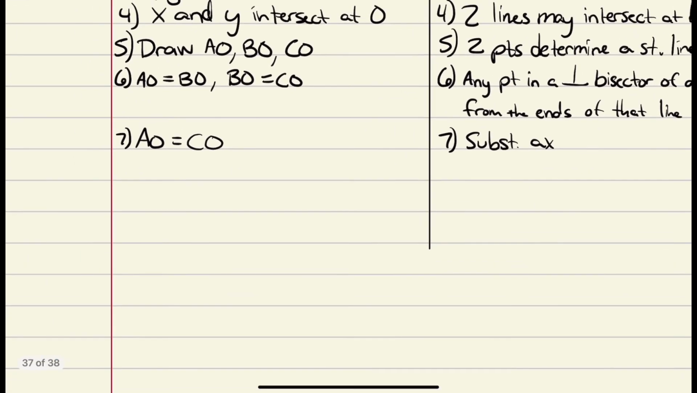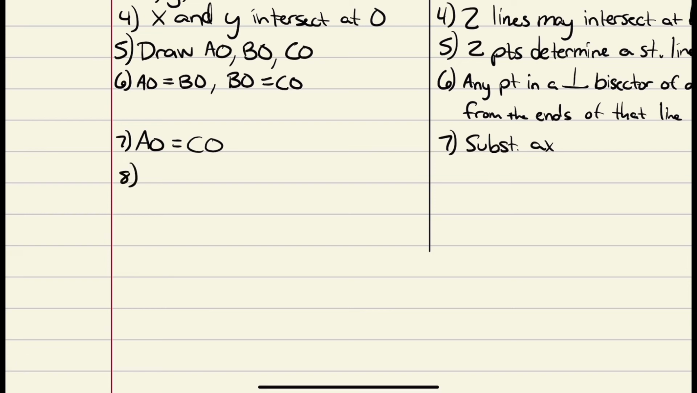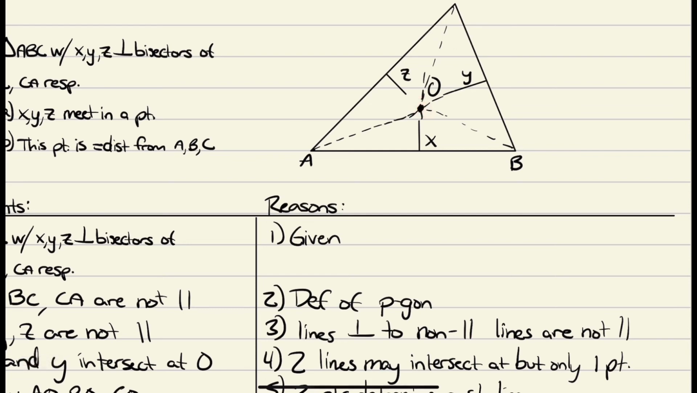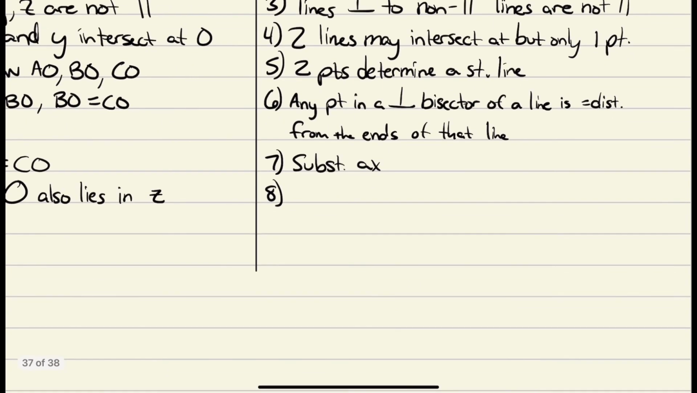And then number 8, I can say that point O also lies in line Z. Let's see what I just said. I said that point O lies in this line Z. Why in the world can I say that? It's the converse of that theorem that we just used over here. If a point is equidistant from the ends of a line, it must be in the perpendicular bisector, which is amazing. That is absolutely incredible how that works.